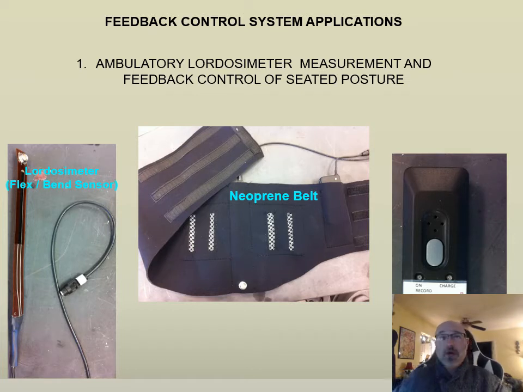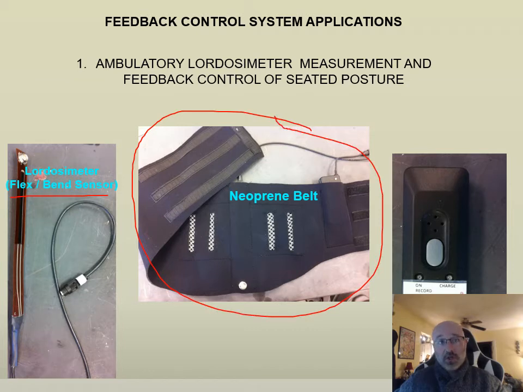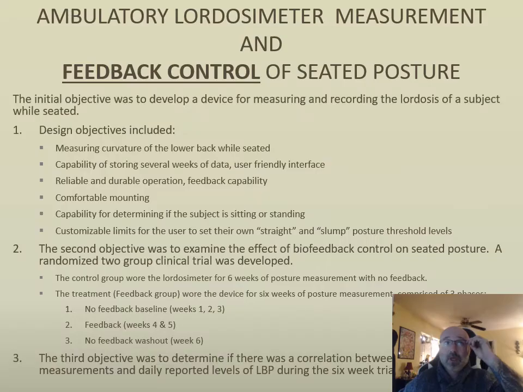So within this system, we had three major components. We had our load dosimeter, which is our flex sensor or bend sensor. We had the apparatus to attach it to the user, which is a neoprene belt here, and then we had our electronics box over here with some other sensors inside it as well. So within this system, what we're looking at is feedback control of seated posture, and we're using a load dosimeter to do the measurement for this. So the initial objective, again, was to develop a device for measuring and recording the lordosis, or curvature of the lower back, of the subject while they're seated.